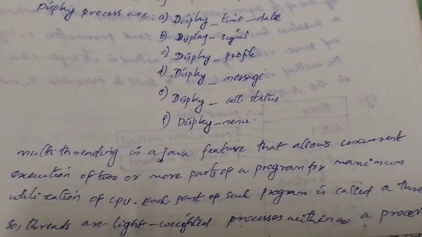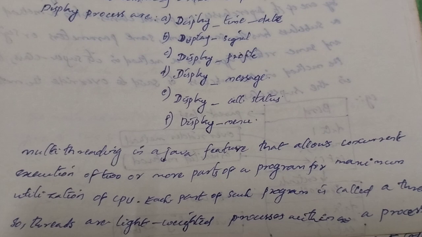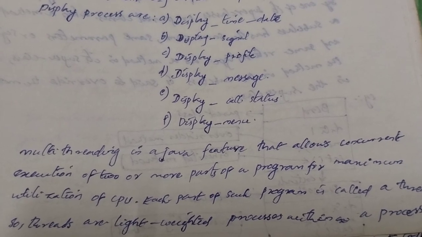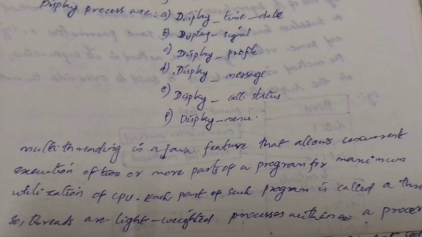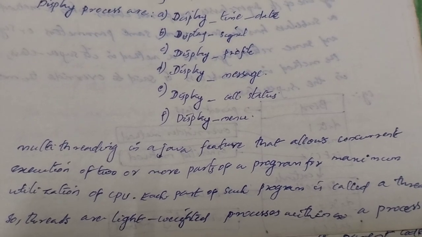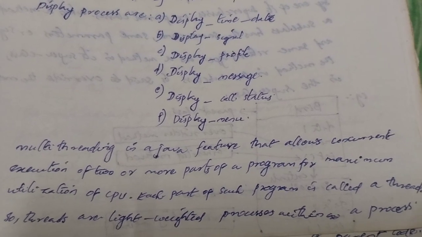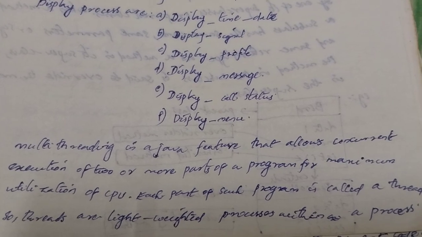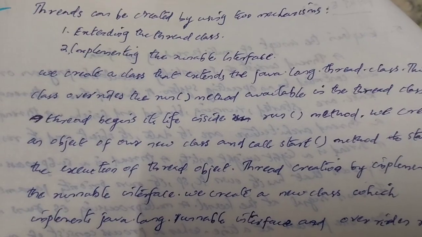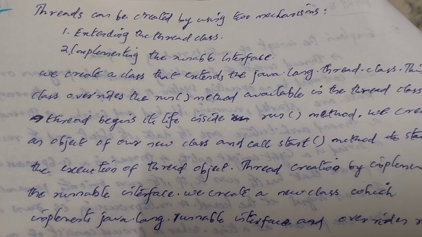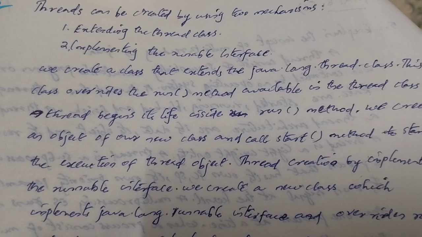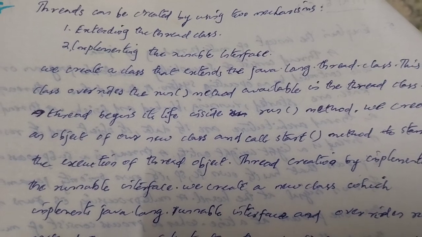Multithreading in Java is a feature that allows the concurrent execution of two or more parts of a program for maximum utilization of the CPU. Each part of such a program is called a thread. So threads are lightweight processes within a process. Threads can be created by using two mechanisms: extending the Thread class, and implementing the Runnable interface.